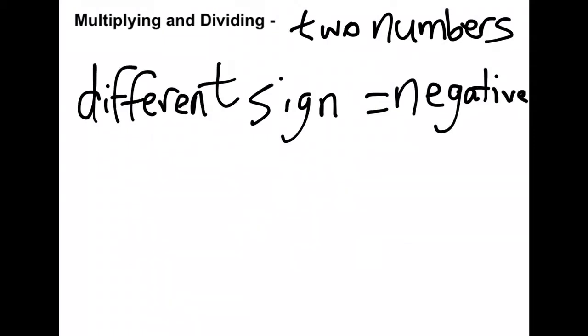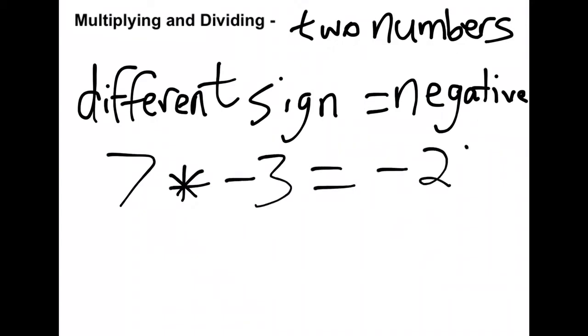So what about when you have different signs? Turns out that's always going to be negative. For example, a positive 7 multiplied by a negative 3 is going to come out to negative 21. The first one is positive, the second one is negative, different sign, they come out negative. Does it work for division too? Absolutely, the same way.